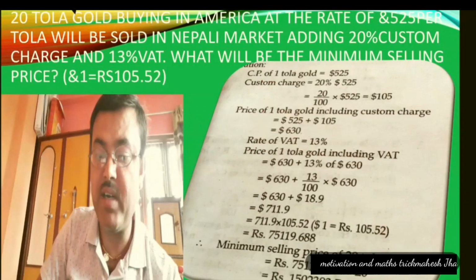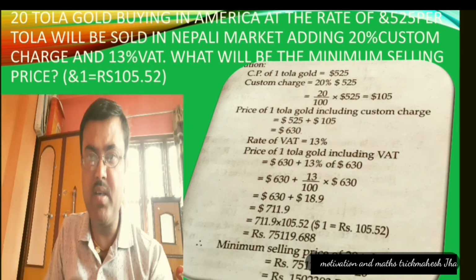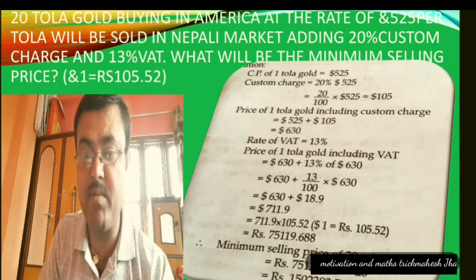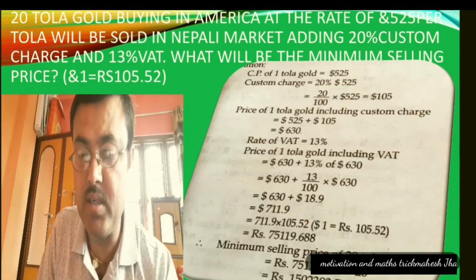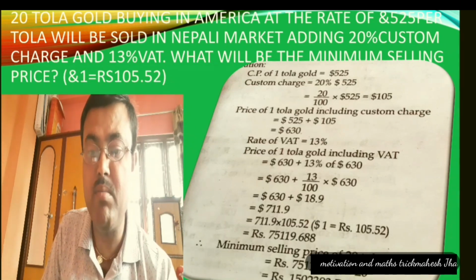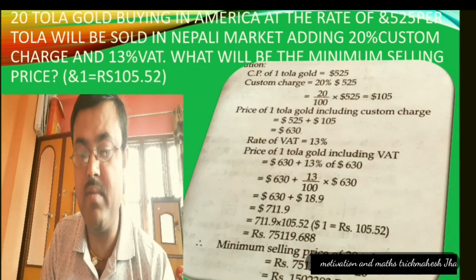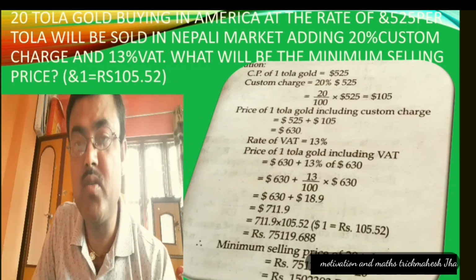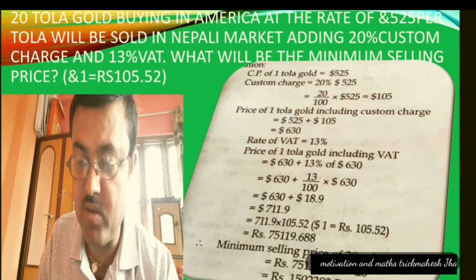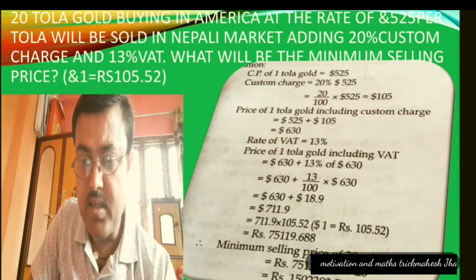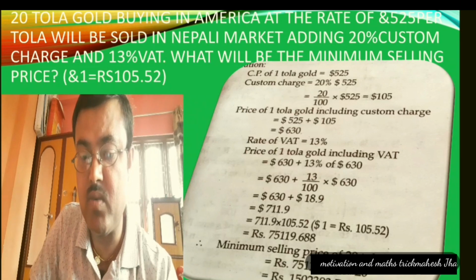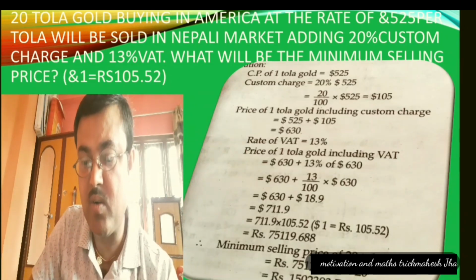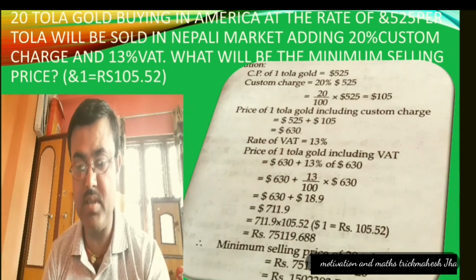Here is one different example. 20 tola of gold is bought in the American market at the rate of $525 per tola and will be sold in the Nepali market adding 20% custom charge and 13% VAT. What will be the minimum selling price if $1 equals 105 rupees 52 paisa? Now here is the solution. The cost price of 1 tola gold is $525. Now the custom charge, 20% of 525, is $105. Then the price of 1 tola gold including custom charge becomes $525 plus $105, which is $630. Now VAT is 13%. The price of 1 tola gold including VAT becomes $630 plus 13% of $630.